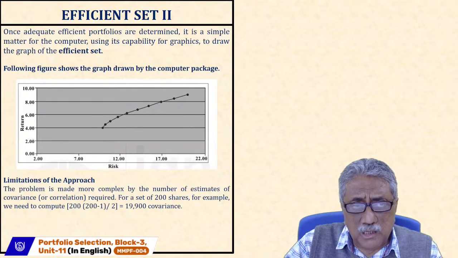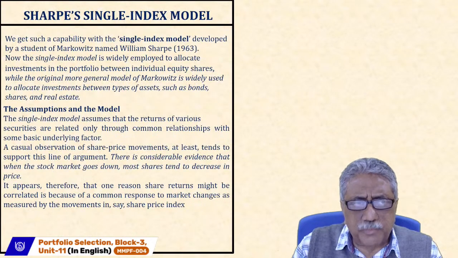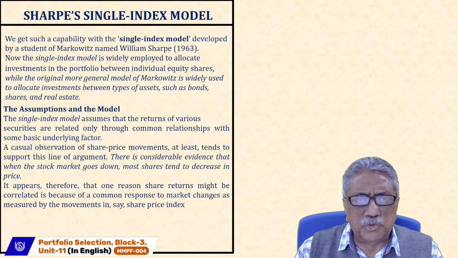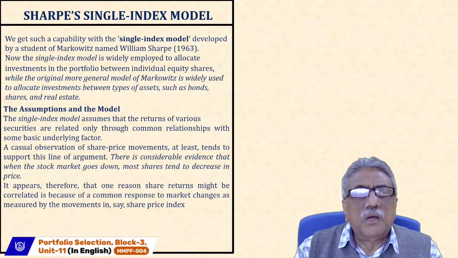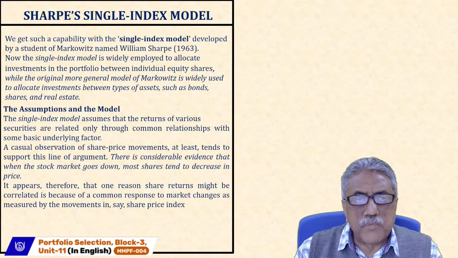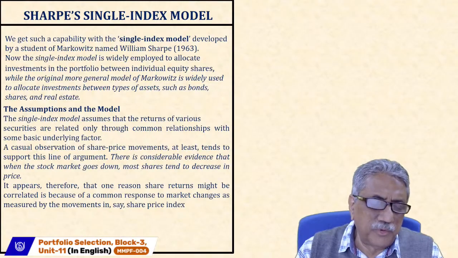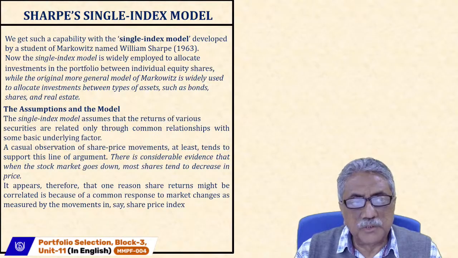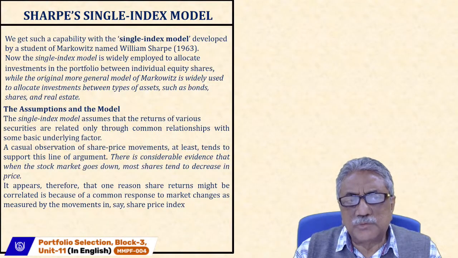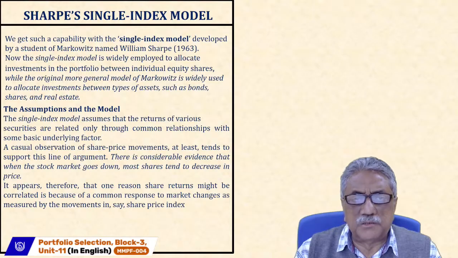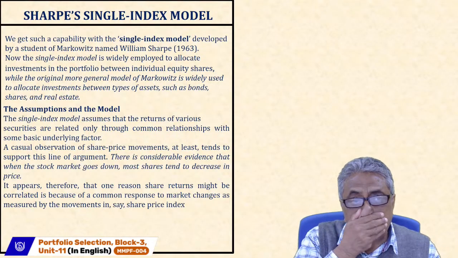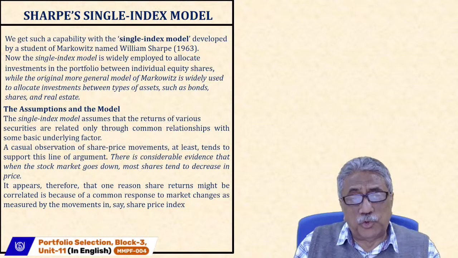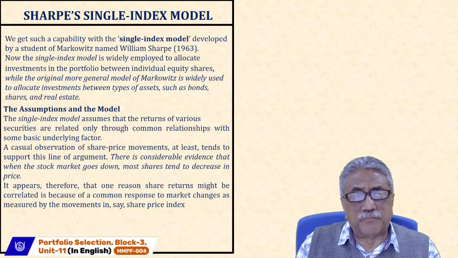Harry Markowitz's student, Sharpe, came out with some solution and developed the single index model in 1963. You remember 1952, when Markowitz came out with the efficient frontier concept. Now the single index model is widely employed nowadays to allocate investment in a portfolio, to decide which share I will buy, and so on.